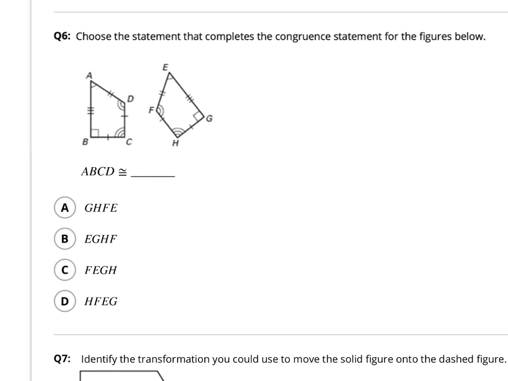Number 6, just like number 5. All right, they're saying A, B, C, D. So A, B, C, D. So pay attention to how they labeled this quadrilateral. Now, how would you label one that is congruent to this one? Okay, look at who they start with, A, B, C, D. Here are your 4 choices down below.